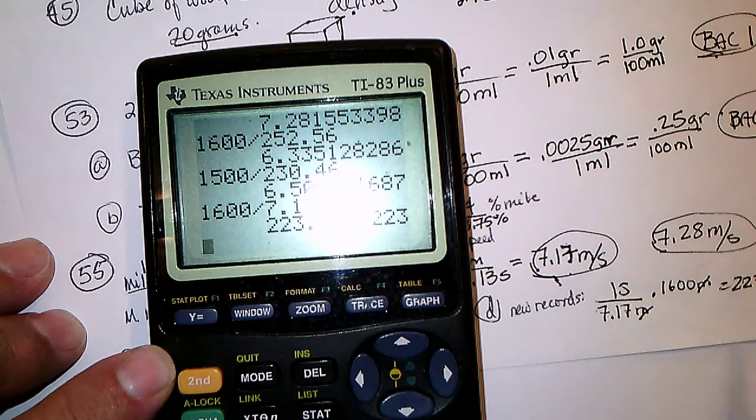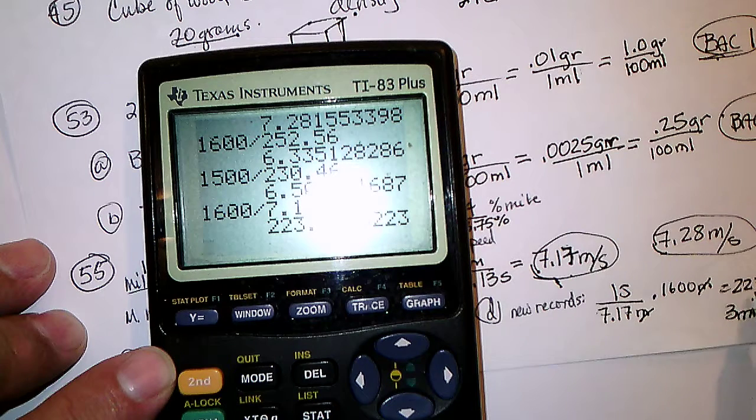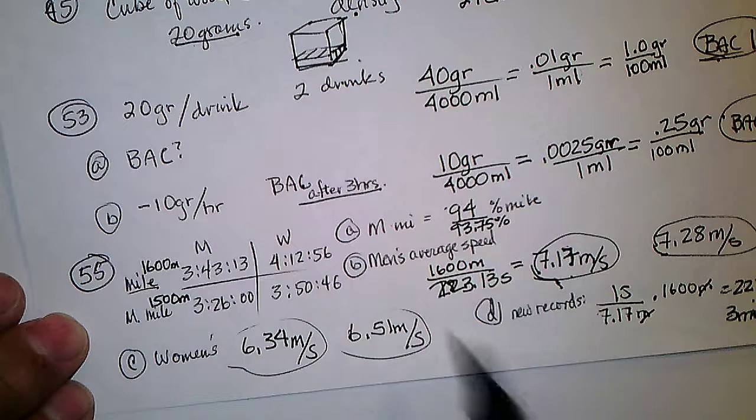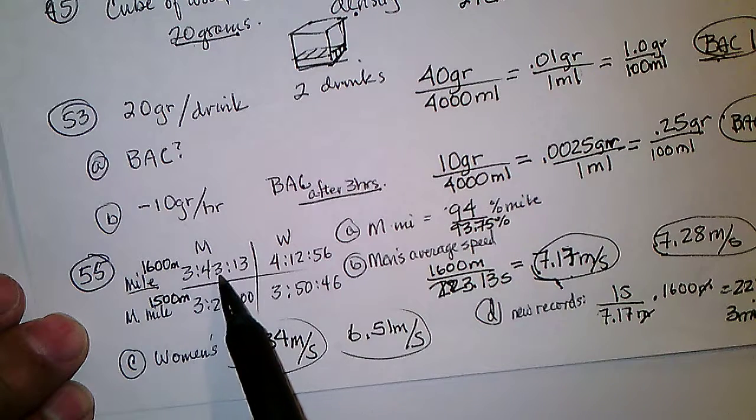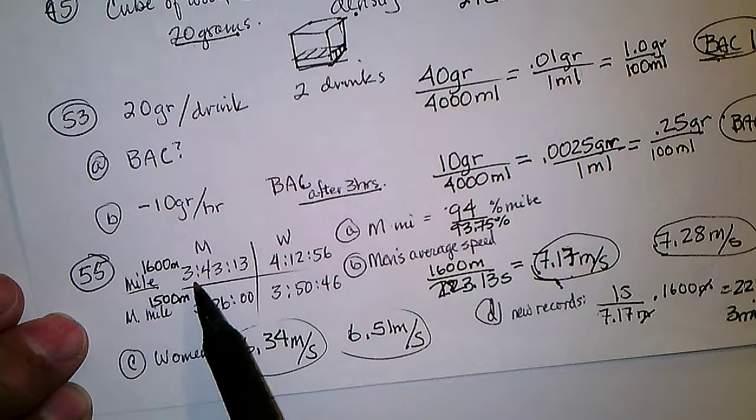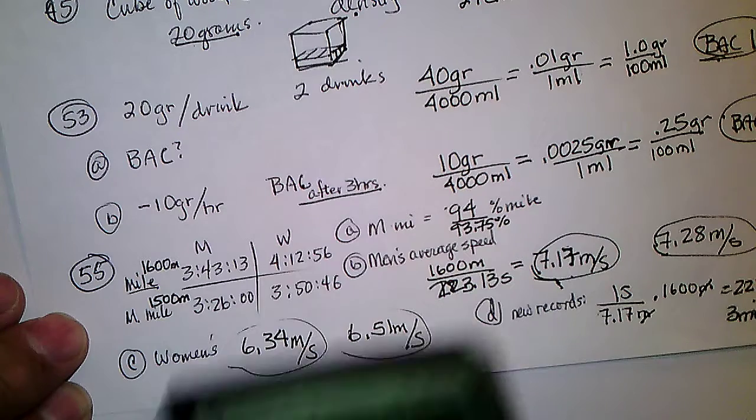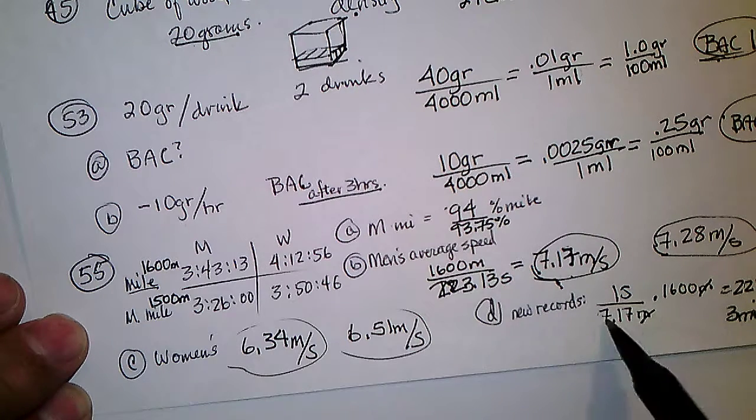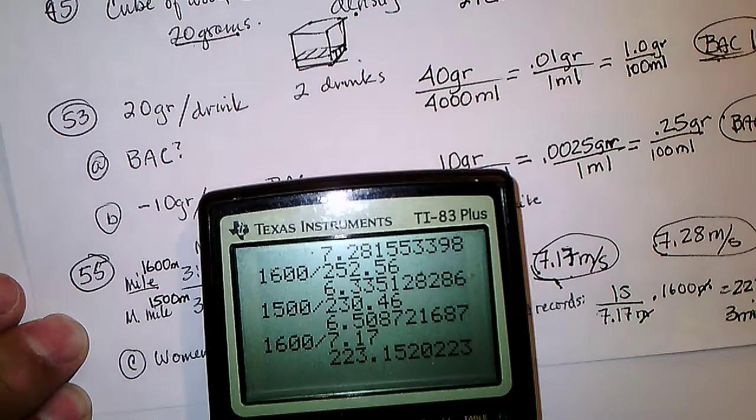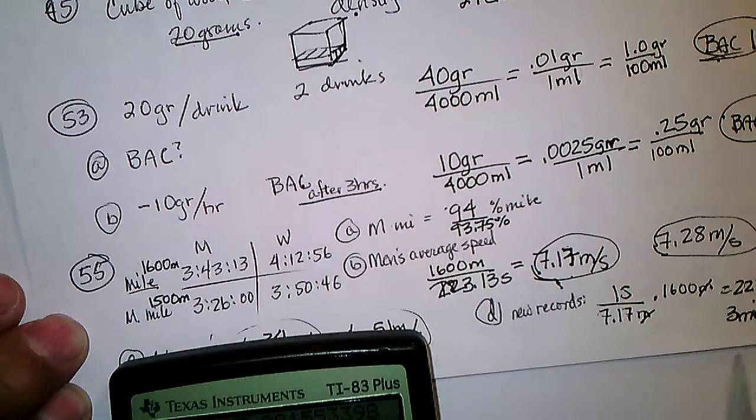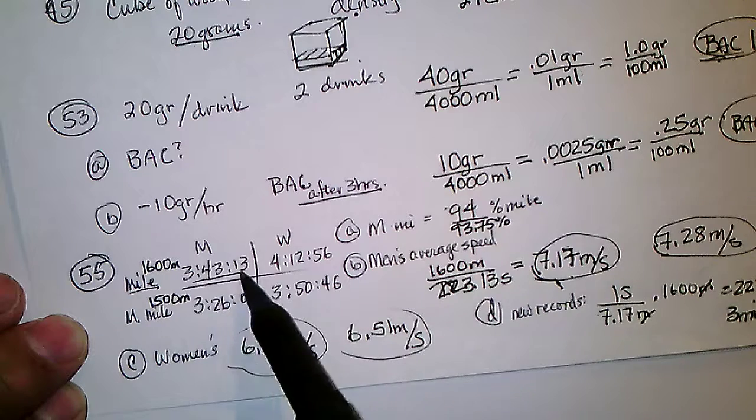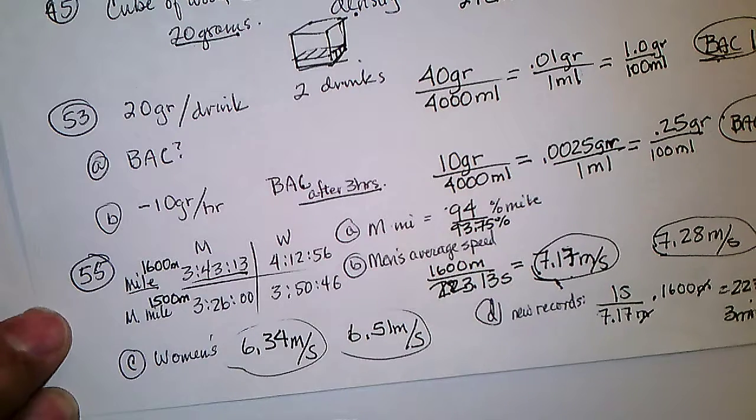223.15 seconds. So if we take out the 180, 3 minutes, that would leave 43.15 seconds instead of 108. Yeah. 1,600 divided by 7.17. Yep. So it would be pretty much the same, slightly more.